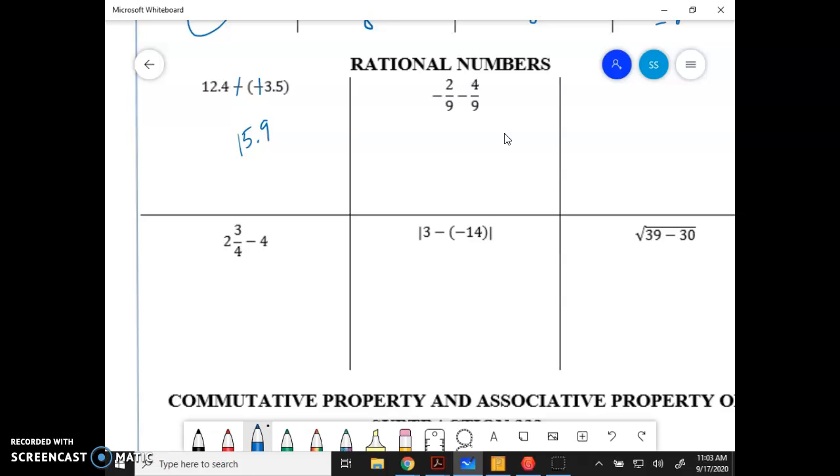All right, we've got some fractions here. You could certainly just type this into your calculator, but we have common denominators, so this should be pretty simple for us. This will just be -2 minus 4, which is -6, and we're going to keep the same denominator of 9. Then we should reduce this, and we would get -2/3.